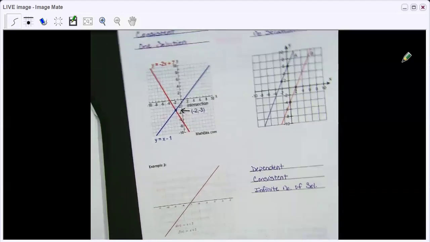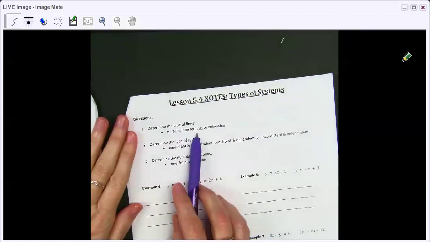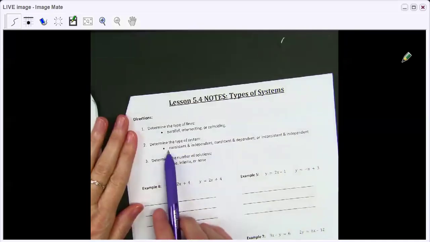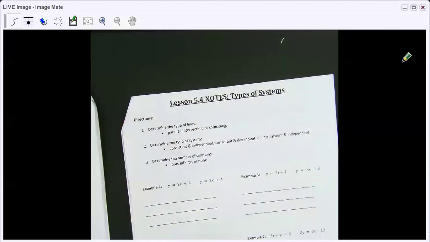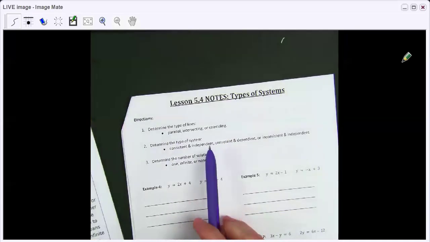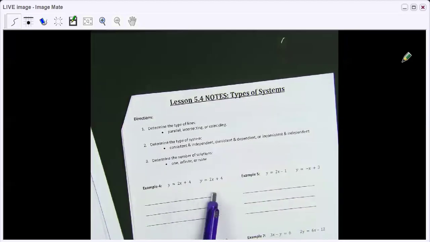Let's go to the last page on this set of notes. Now, instead of looking at graphs, we're actually looking at equations. So we're going to determine the type of line, whether they're parallel, intersecting, or coinciding. We're going to determine if they're consistent independent, consistent dependent, or inconsistent independent, and we're going to determine how many solutions they have. So we're adding one more criterion on here, and that's what type of line they are. So in order to figure out the type of line, or any of this really, you have to have them in slope-intercept form.